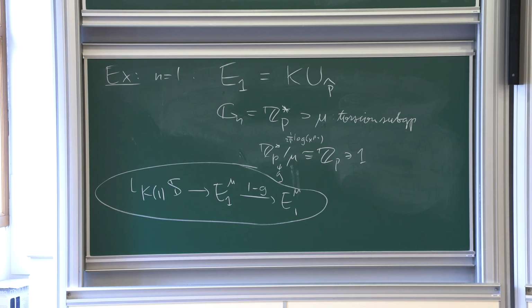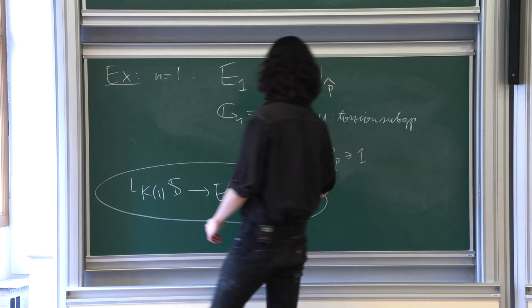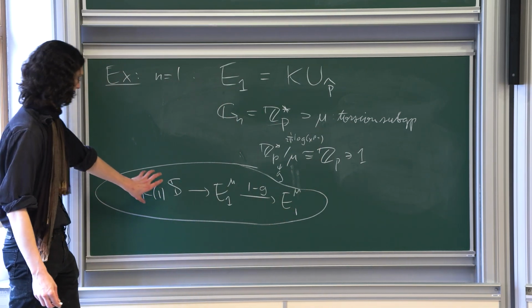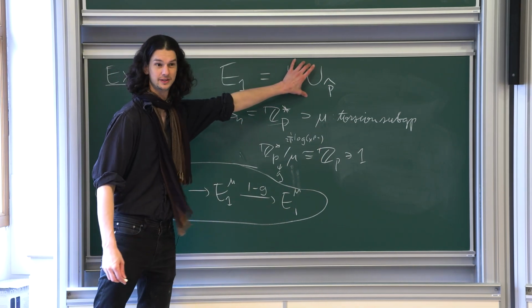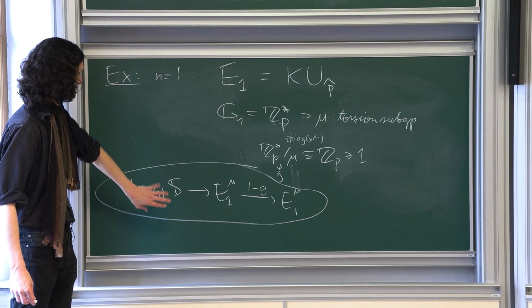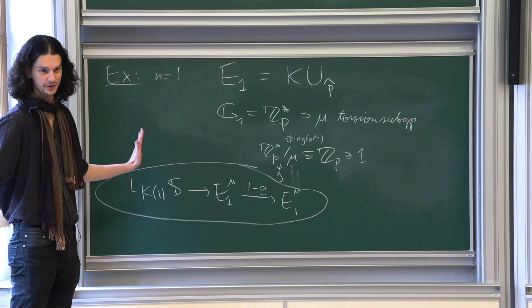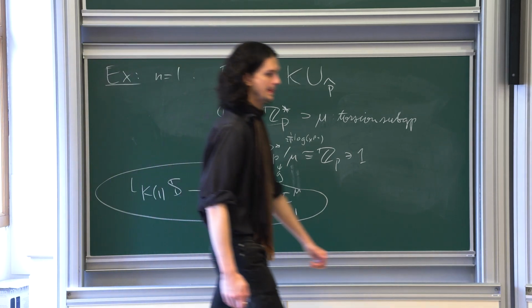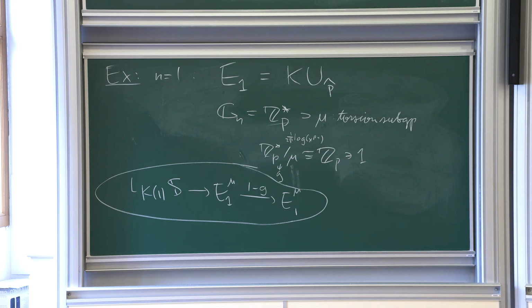So as you can see in this case, because of the very simple structure of this group, it's really simple to understand this guy in terms of this guy, which is completely known. So in particular, you can easily calculate all the homotopy groups of the K(1)-local sphere. Okay.